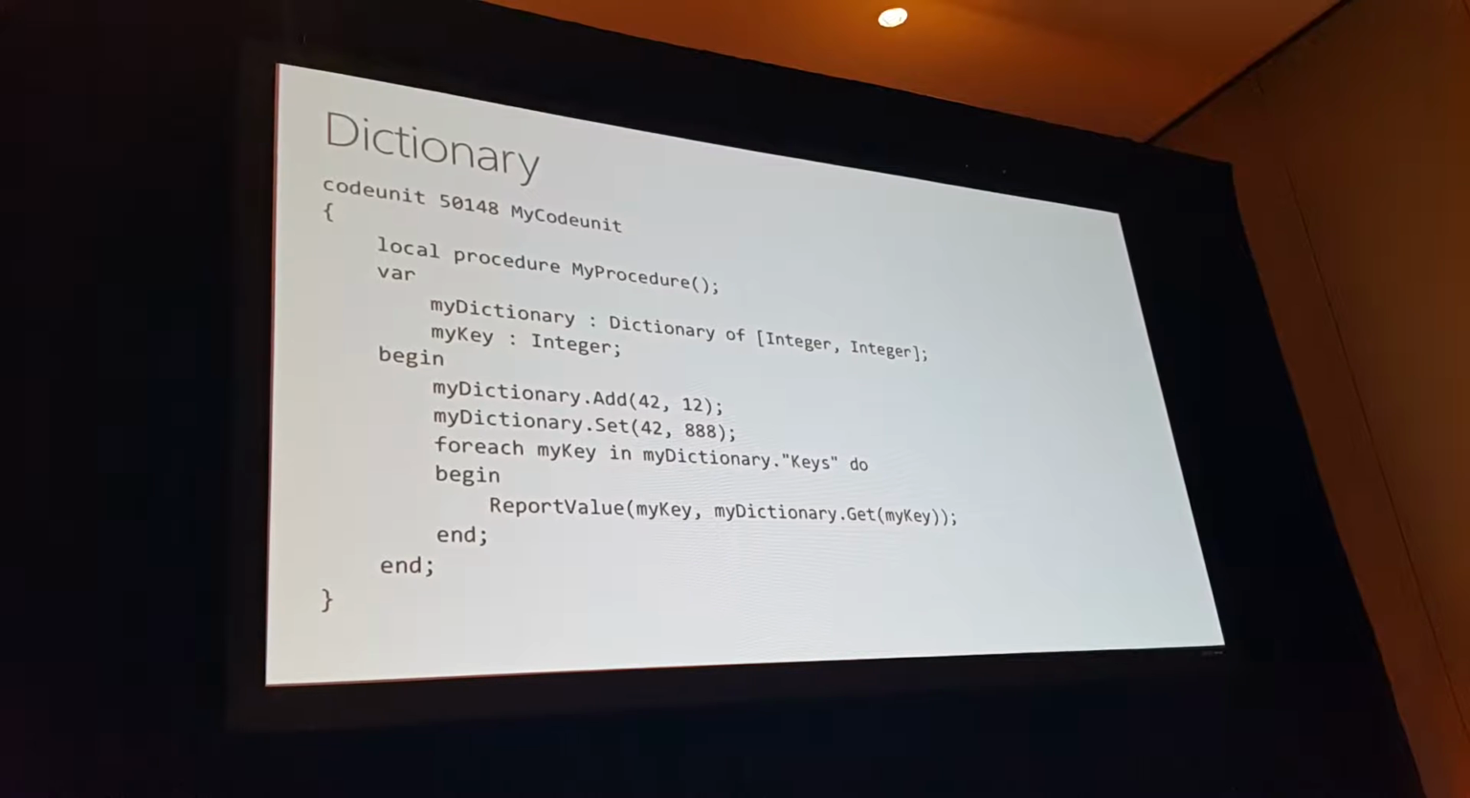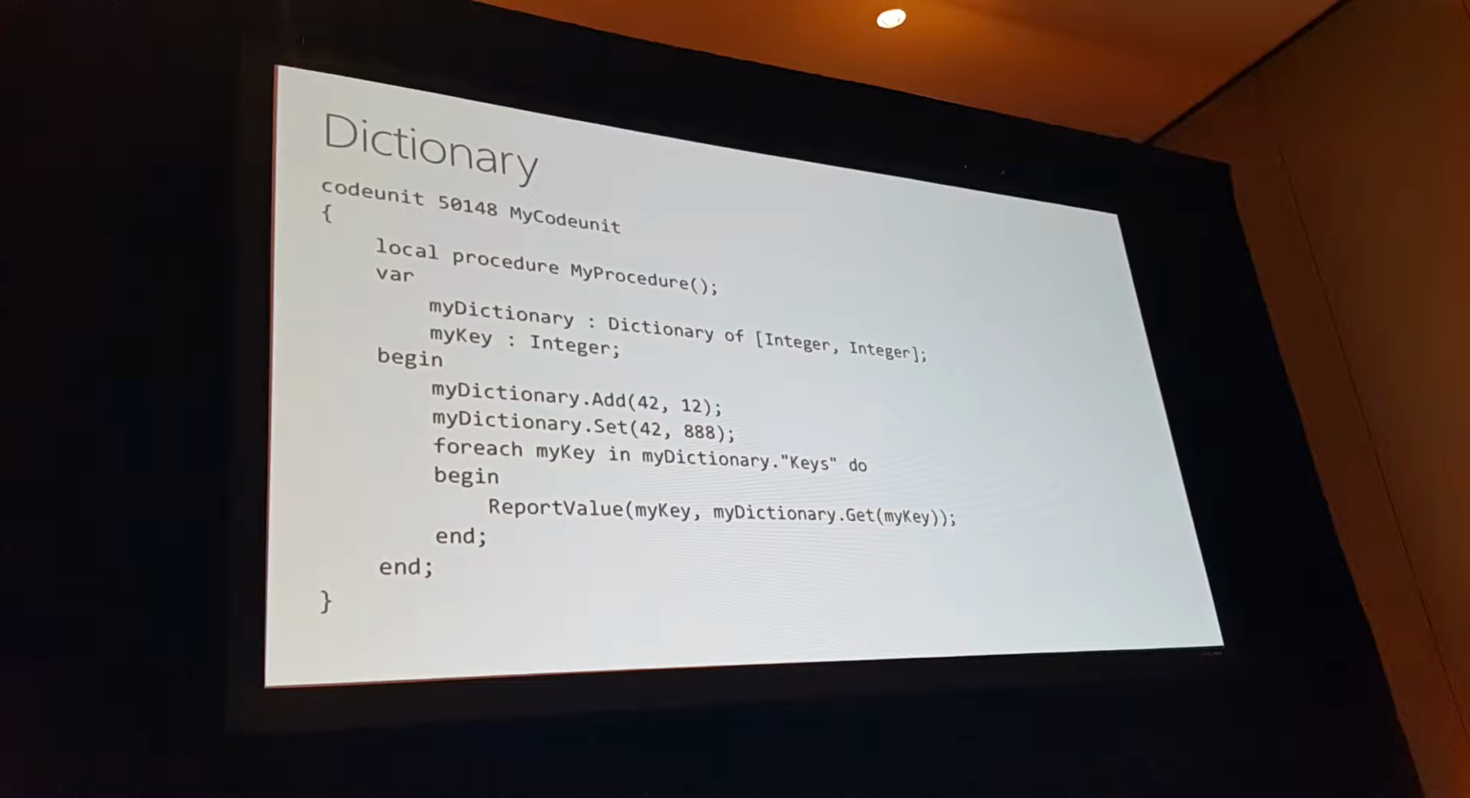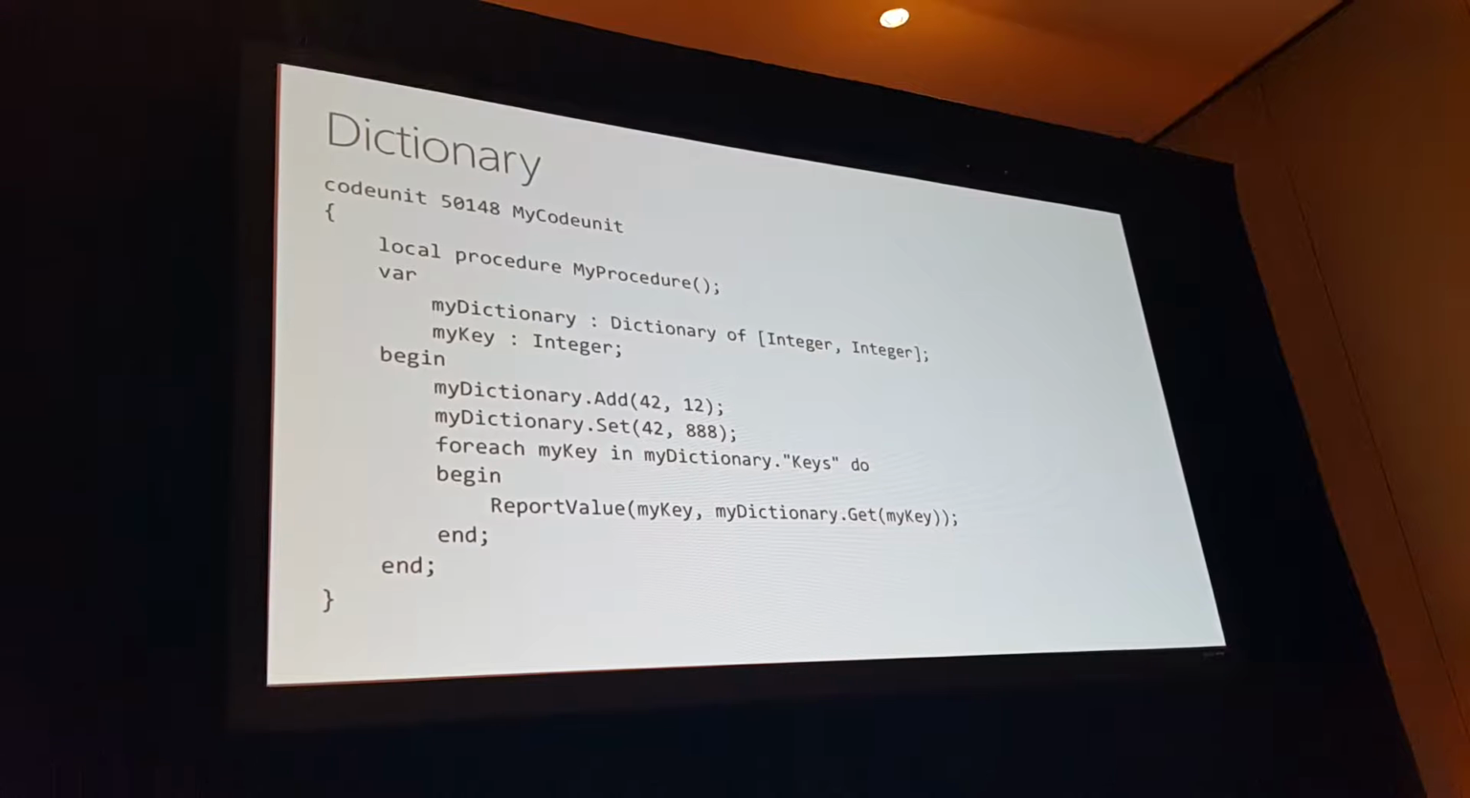Dictionaries, similar to lists. Here again, these are limited to simple types, so I have a dictionary of integers as the keys and values. I can add a value, I can update it with a set. I can iterate over the keys in the dictionary and then use the get on the dictionary to retrieve the value for those.